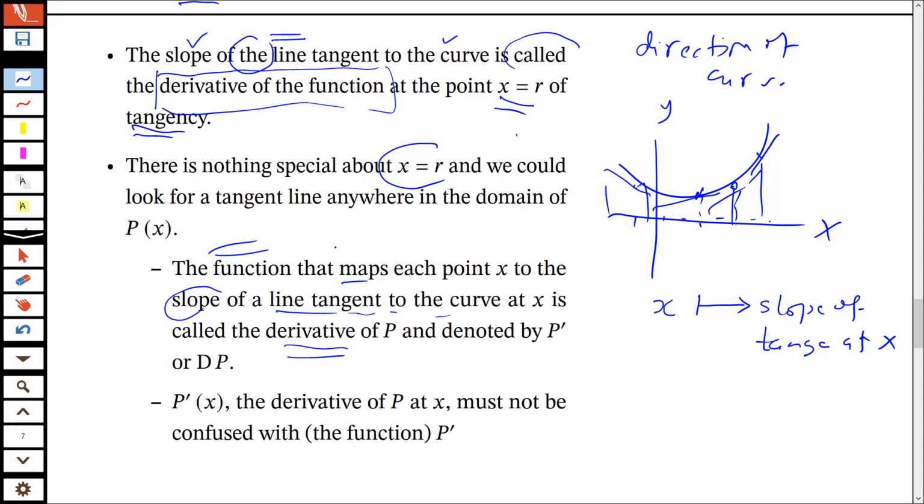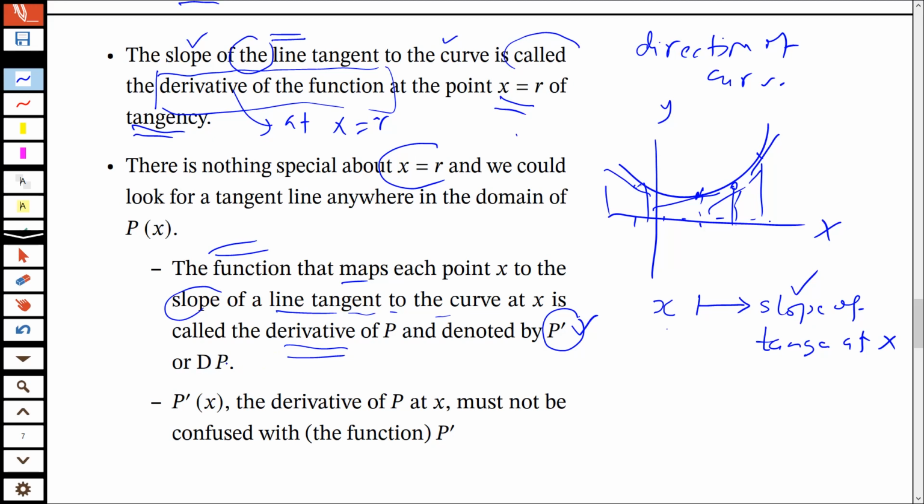Remember, don't confuse this with that definition of a derivative. That was the derivative at a point, at x is equal to r. Now we want to set it free. So p prime will represent the function which maps each point to an appropriate slope. Another notation is dp. D is the derivative operator.